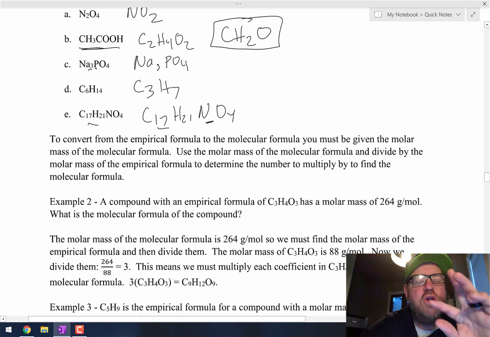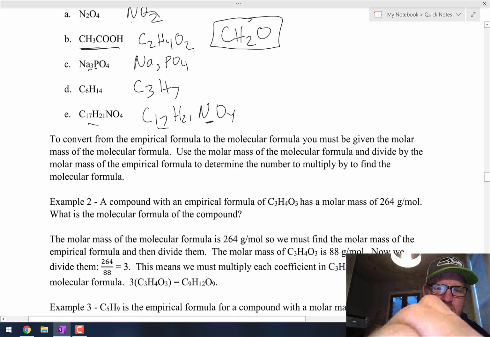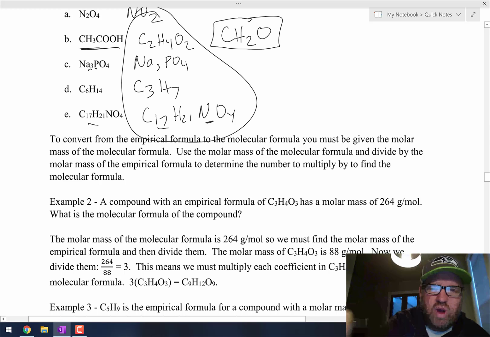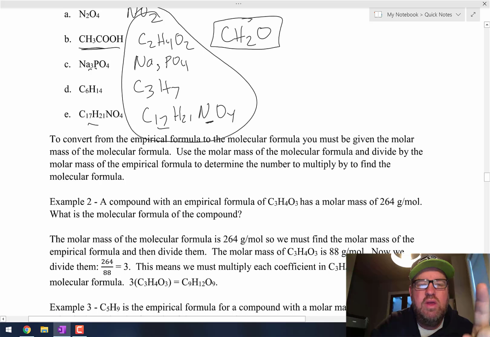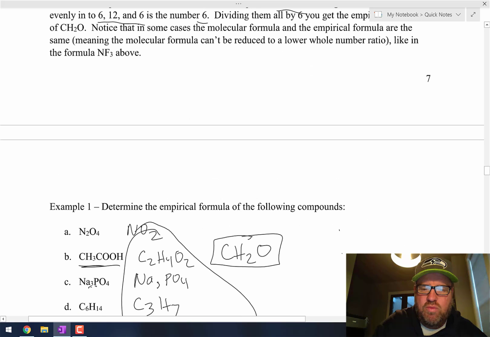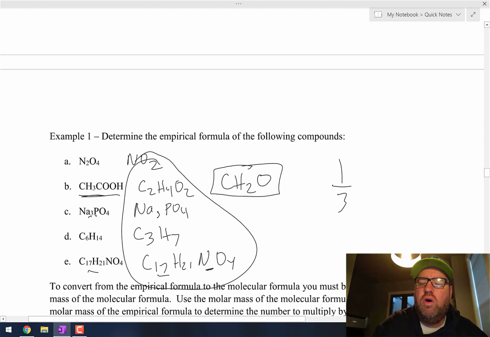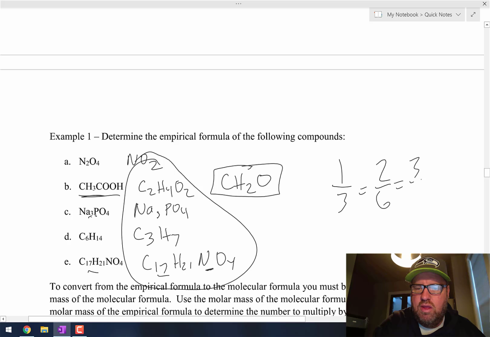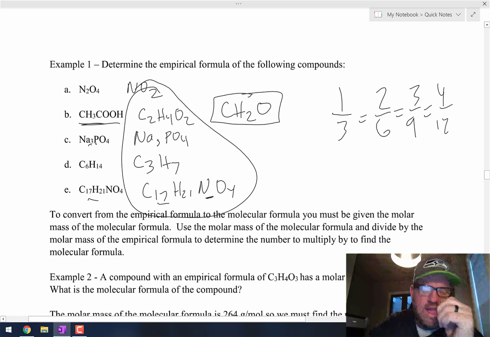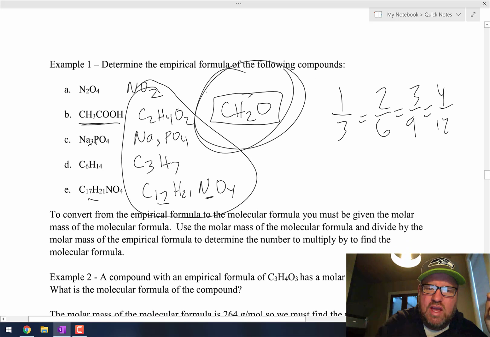Now, what if you're going backwards, though? What if they give you the empirical formula, but then they ask you for the molecular formula? Just like with any fraction, if you have 1/3, what's the real fraction? Well, it could be 2/6, it could be 3/9, it could be 4/12, and we could keep going forever, right? So you can't just say, okay, the empirical formula is this.